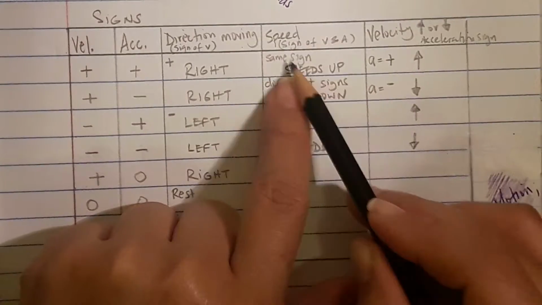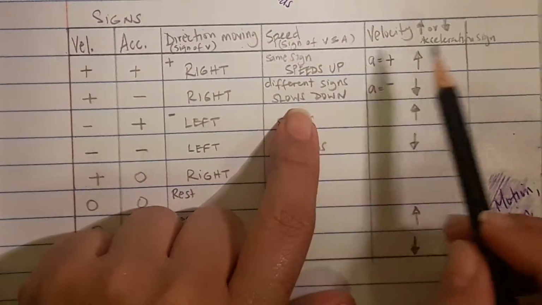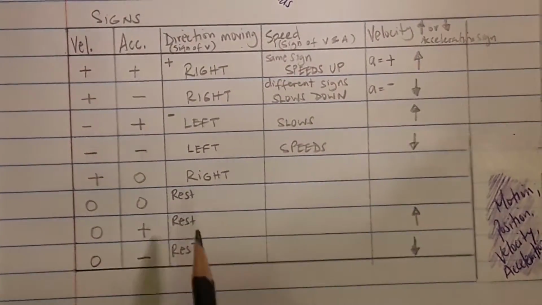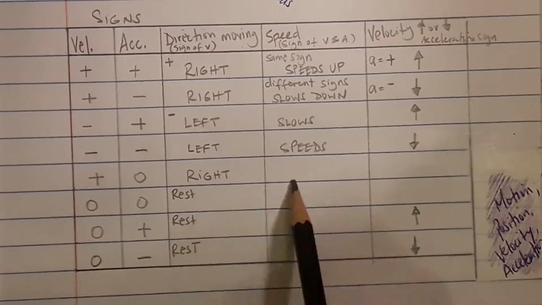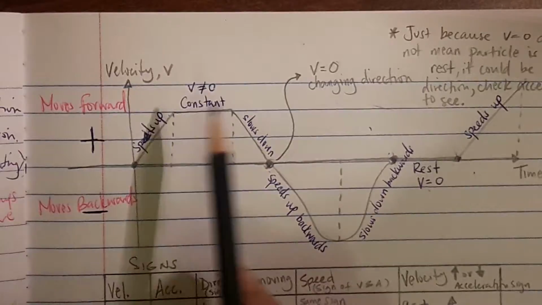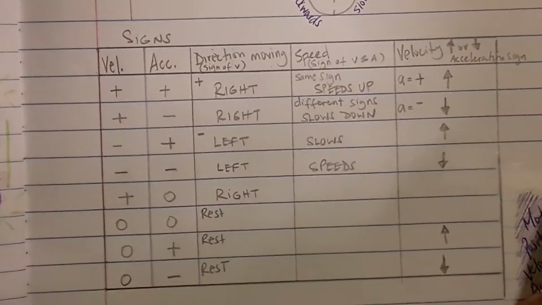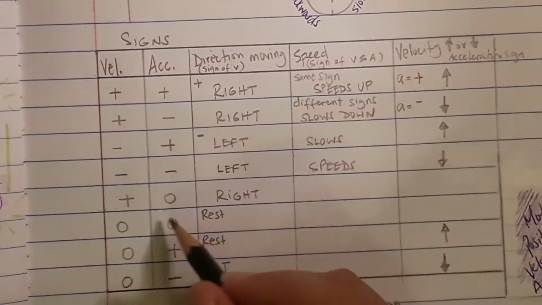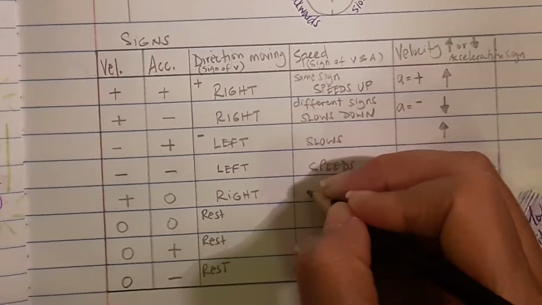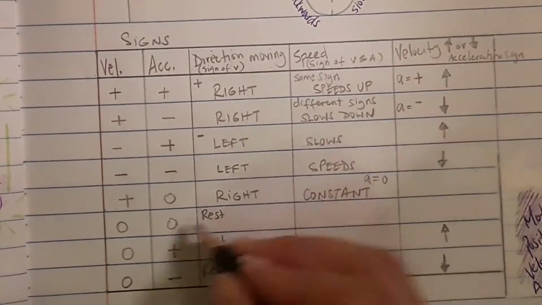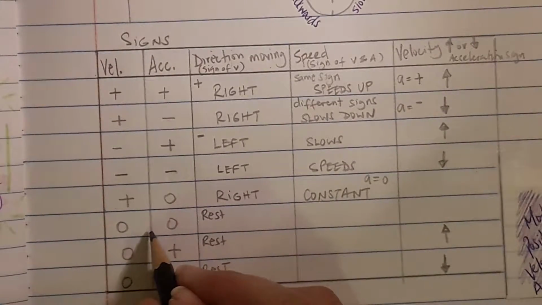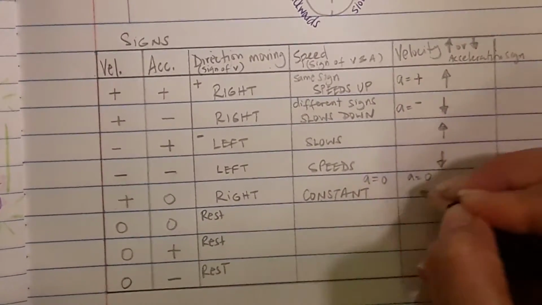Remember, when acceleration is 0, it's constant. So this one you gotta think about for a little bit. What does it mean for acceleration to be 0 and velocity be positive? So velocity is not at rest. So what does that mean? It means it's not going any faster. It's constant, right? So it's still moving because the velocity is positive, but it's just constant. It's not going any faster or any slower. So when acceleration is 0 and velocity is positive, it's constant.